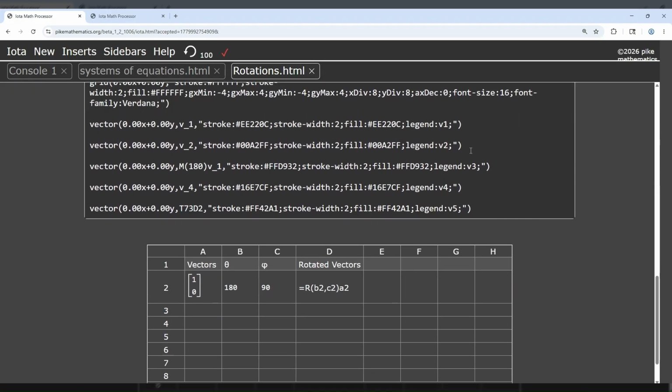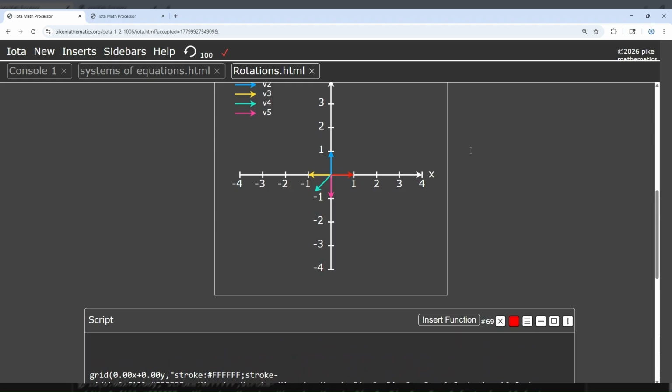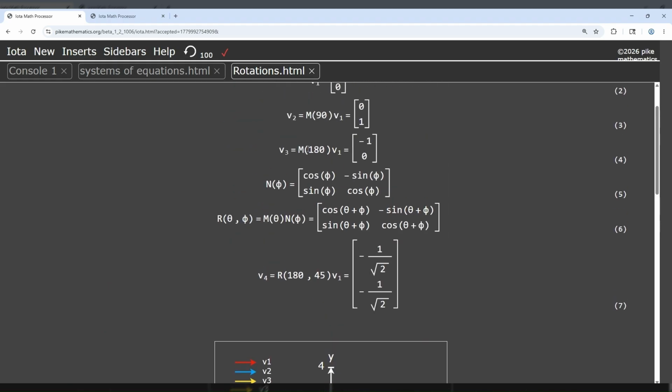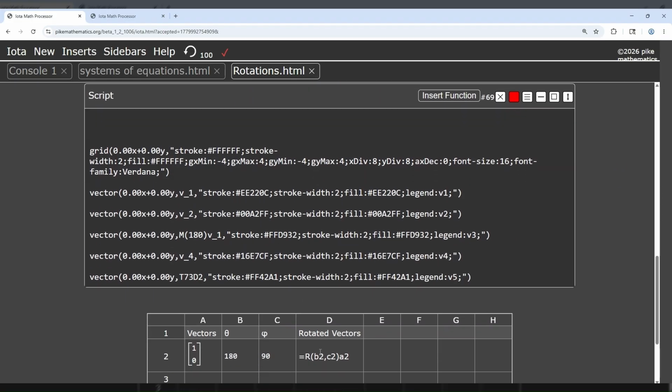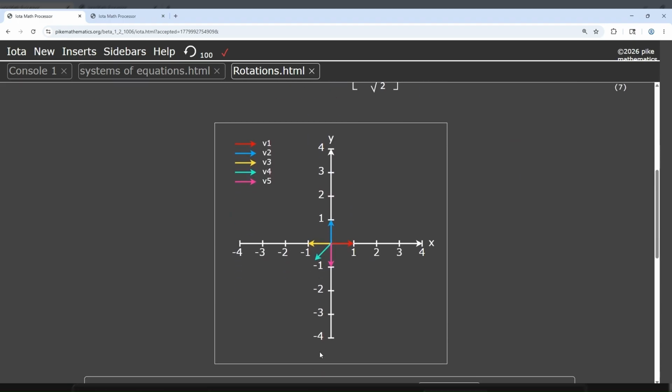The point here is that there are a lot of different ways to graph these things. You can make references to the vectors you've created. You can have the graphing system do the calculation itself, or you can do the work in a table and reference that cell, and you get this nice graph. So I think that's all I wanted to talk about today.